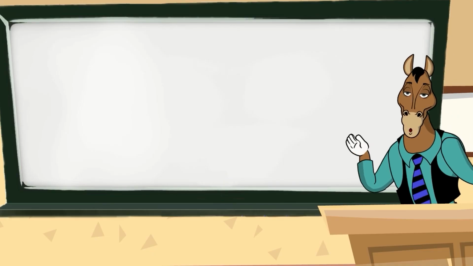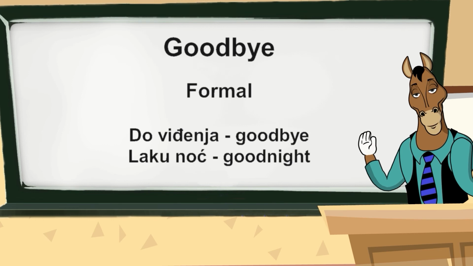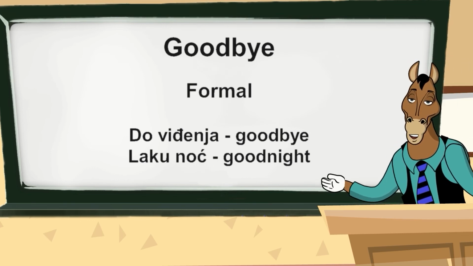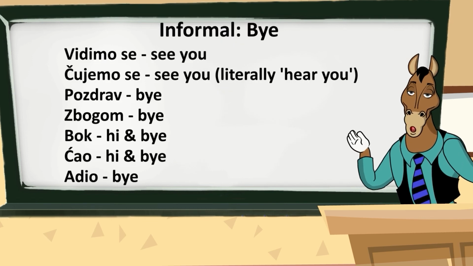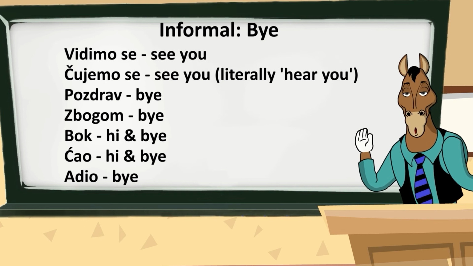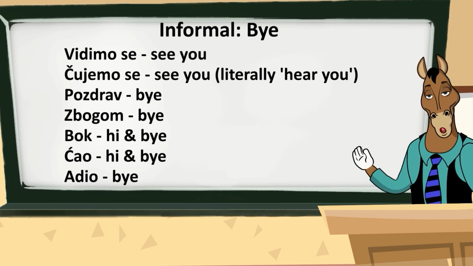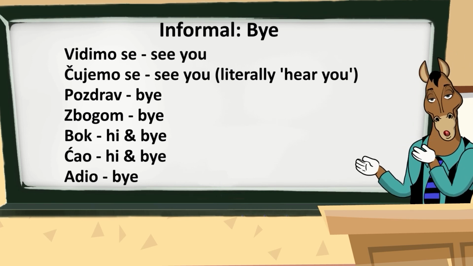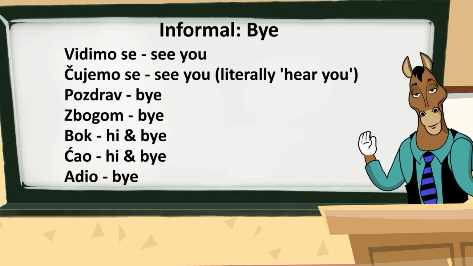So, now it's time to leave and we want to say goodbye. Common formal ways are do viđenja for goodbye, which can be written as either one word or two. Saying goodbye at night, to leave to go home or going to bed, is laku noć. Informal ways of saying goodbye are vidimo se or see you, čujemo se or see you but on the phone. It literally means hear you, a bit like talk to you later. To say just bye, you can use pozdrav or zbogom.